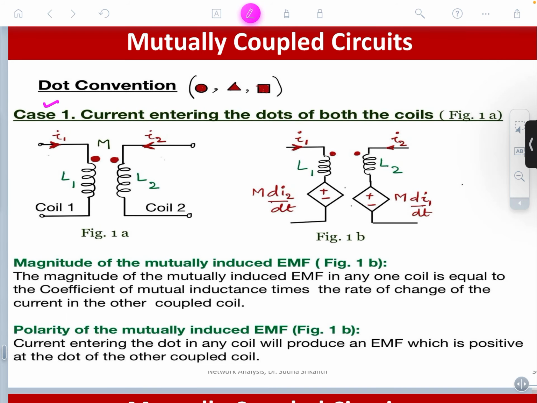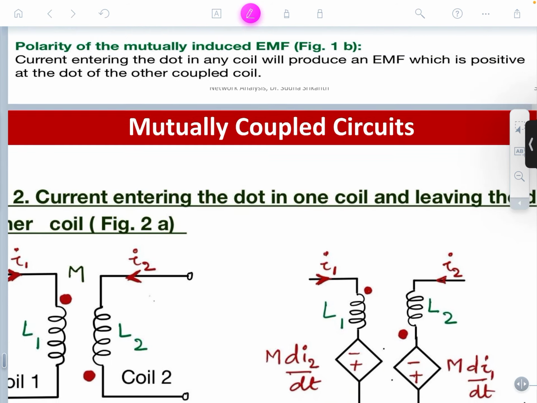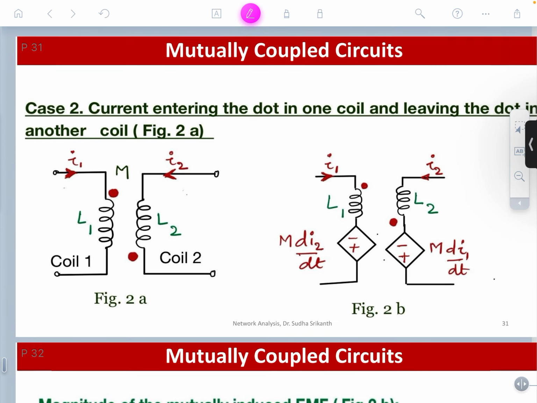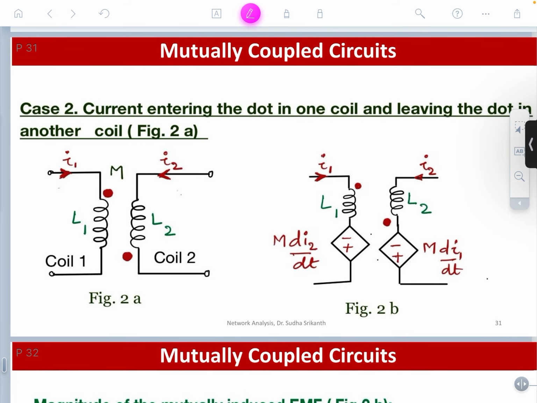Okay, let us talk about the other situation. What is this situation? Look at the situation here. In this particular case, current I1 is entering the dot of coil 1, whereas current I2 is leaving the dot of coil 2.